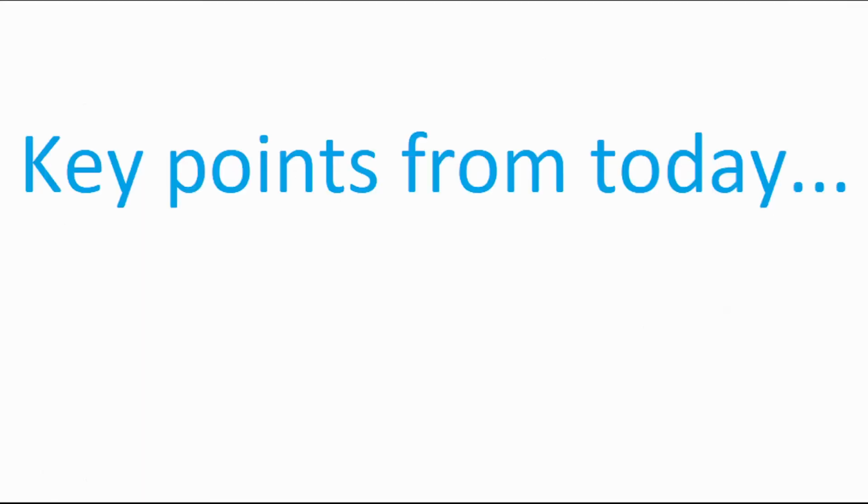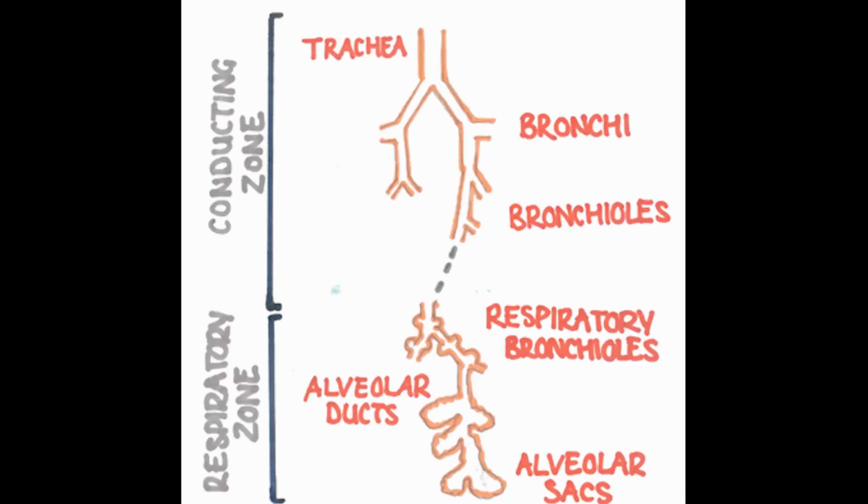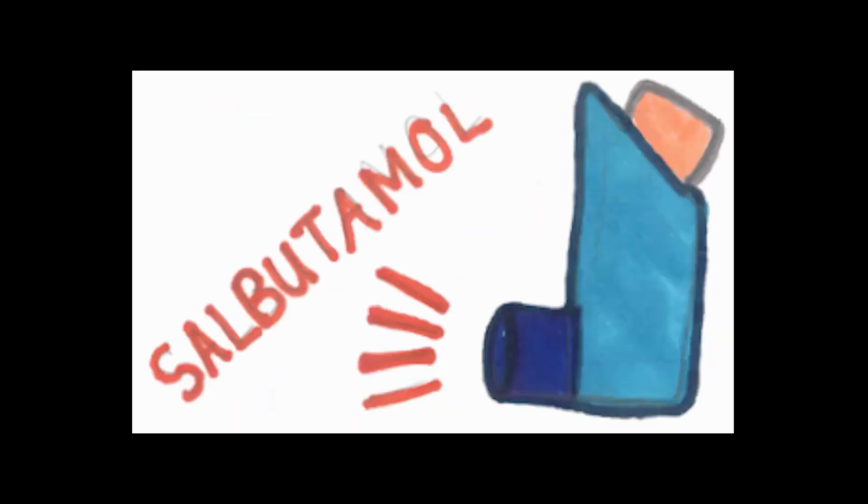Here are the key points we've covered today. The airways consist of two sections. The conducting zone primes the air for gas exchange in the respiratory zone. The respiratory zone is predominantly made up of bronchioles and alveoli. Asthma is an inflammatory disease which can be caused by atopic and non-atopic triggers. There is a decrease in FEV1. Common treatments include bronchodilators and inhalers.